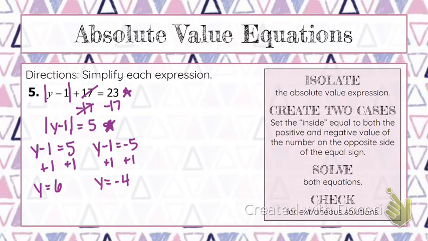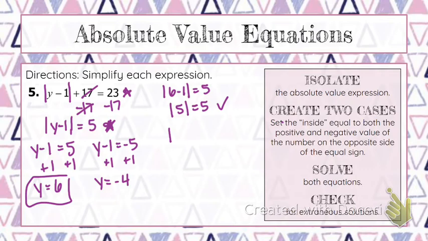Then we're going to plug these back in, and you can use this version of the equation or this version. This one's more simple, so that's where I'm going to use it, but you have to use a version that still has absolute value bars. You can't use this one and you can't use this one. So the absolute value of 6 minus 1 has to equal 5. That means the absolute value of 5 has to equal 5, and it does. So 6 is a valid answer.